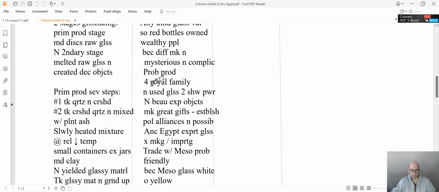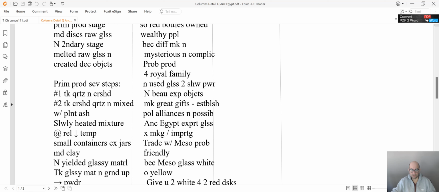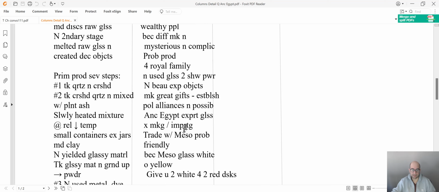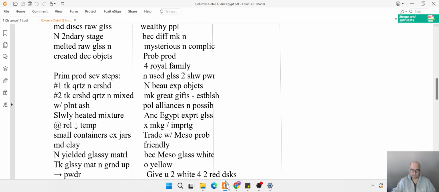Probably a product for the royal family, and they used this glass to show their power and their authority. And the beautiful, expensive objects make great gifts if you're establishing political alliances, okay. And it's possible that ancient, okay, there's Egypt right there. And ancient Egypt exported glass, so they weren't only making or importing. So they were sending it as well. So stop right there. Let's come back.